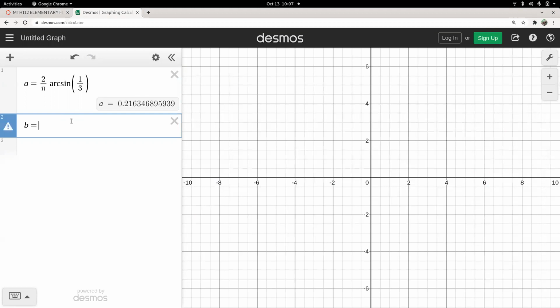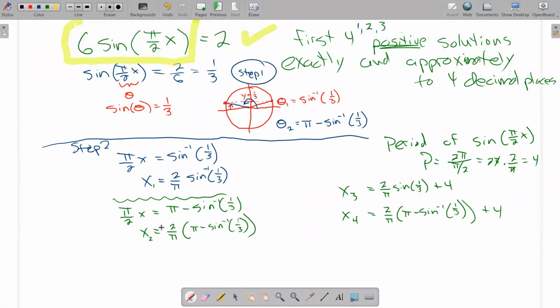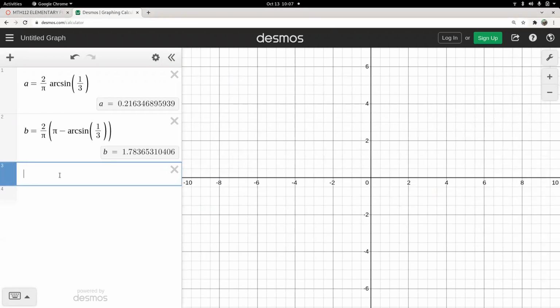B was 2 over pi again times parentheses pi minus, no, it wasn't A, it was just the arc sine of 1/3. Double check my notes, make sure I type that right. Yep, and I'm using arc sine instead of sine inverse. They'll both give the same results. If you're not sure, we can double check that.